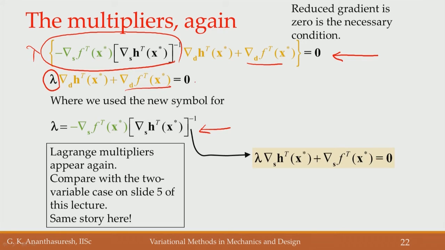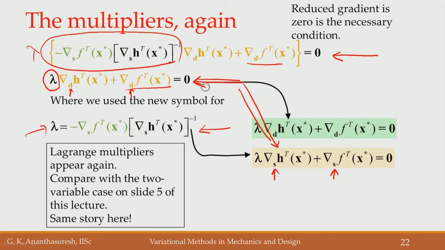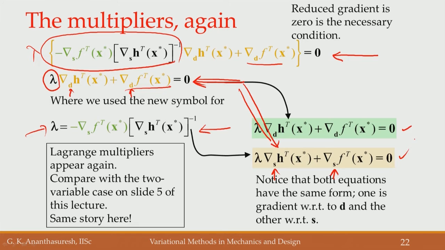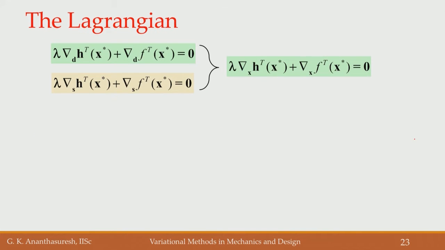So, if we compare this equation and this equation, this is with respect to S here, this is with respect to D here, just like we had earlier. The way we define lambda gives rise to this one, and the first order perturbation of the reduced gradient gives rise to this. Overall, if I put together this first one and second one, what I get will be this.